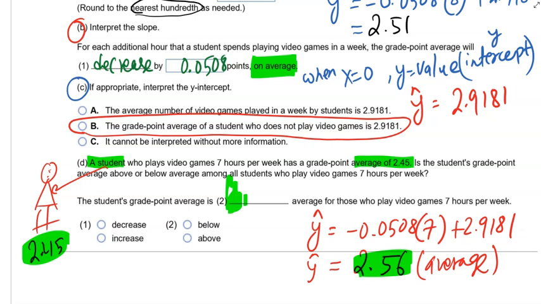Because it's less than the average for those who play video games 7 hours per week. We call the student's grade point average below the average of those who play 7 hours per week. Remember that this number here is higher than the particular student's GPA. Therefore, the particular student's GPA is below the average of those who play 7 hours per week.